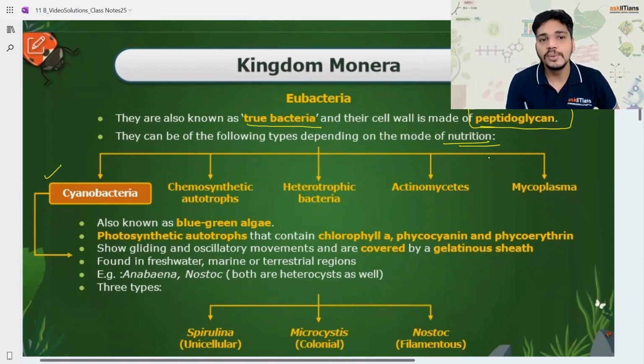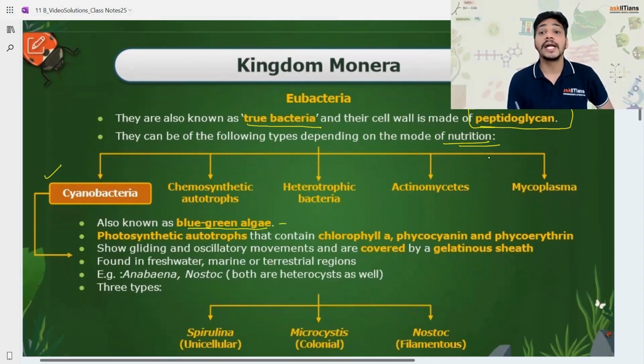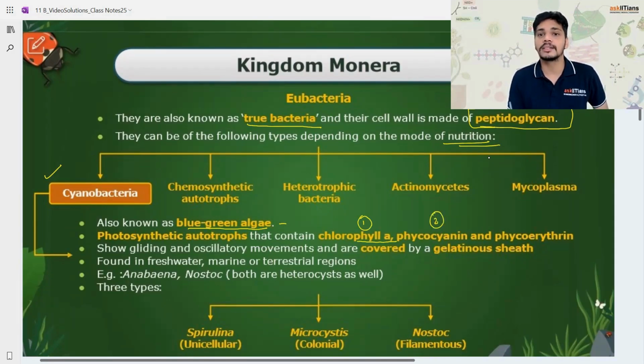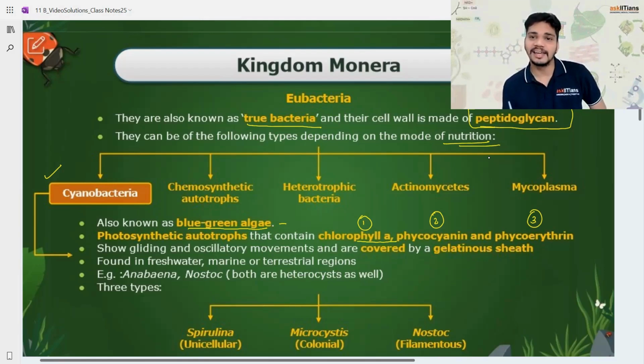They are also known as blue-green algae, nitrogen fixers. Yes or no? Yes. They are photosynthetic autotrophs that contain chlorophyll a. Which one? Chlorophyll a. Please pay attention. Chlorophyll a, then phycocyanin as the second constituent, and phycoerythrin, red color, right? So why are they called blue-green algae? Because they have the pigment phycocyanin, which is blue in color, and the erythrin is for reddish color.